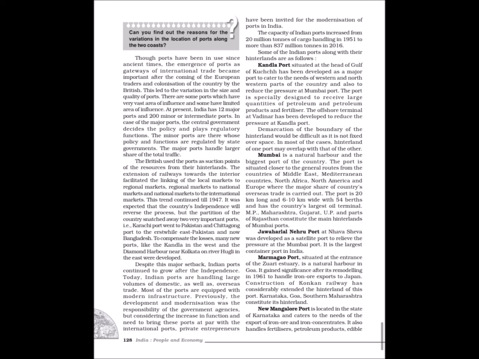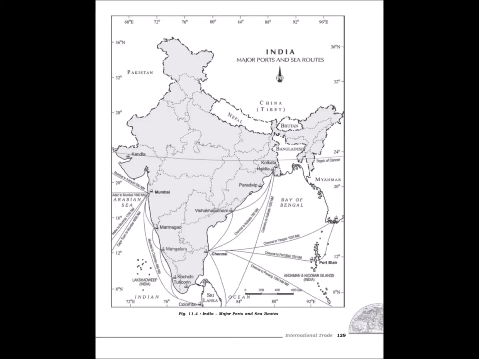New Mangalore Port is located in the state of Karnataka and caters to the need of the export of iron ore and iron concentrates. It also handles fertilizers, petroleum products, edible oil, coffee, tea, wood pulp, yarn, granite stone, molasses, etc. Karnataka is the major hinterland for this port.